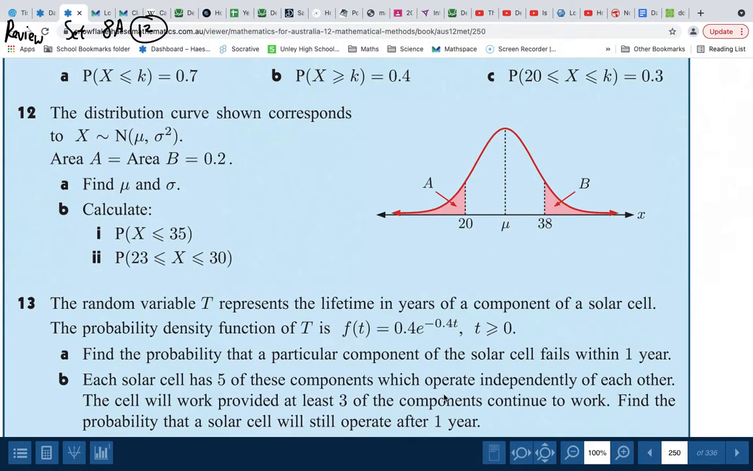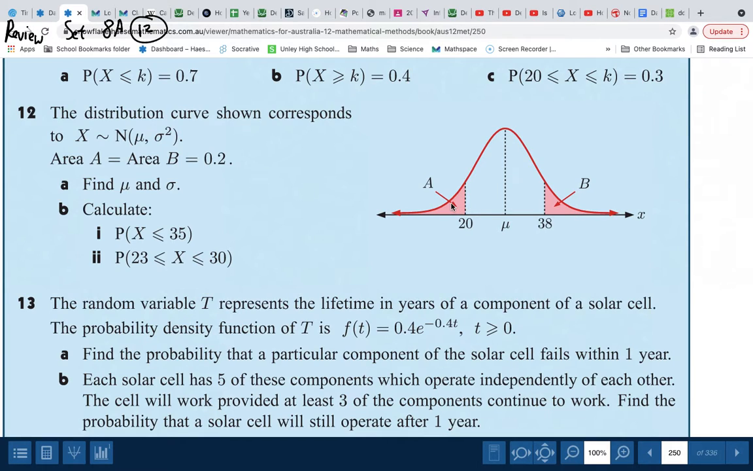We are doing question 12 from review set 8A, and we can do this question because they've given us a diagram. We've got area A and B. You can see they're right at the extremes, right at the edges of the normal distribution.